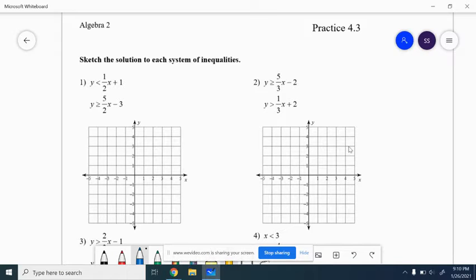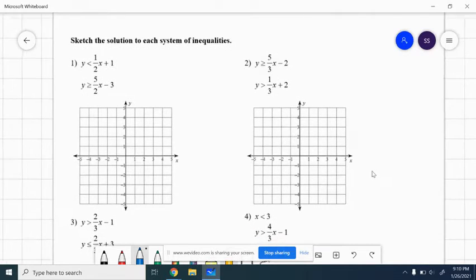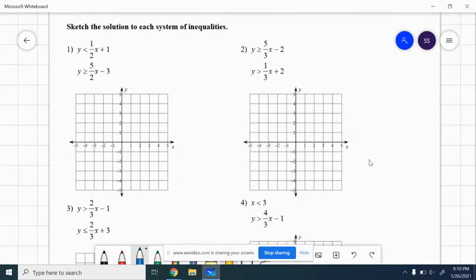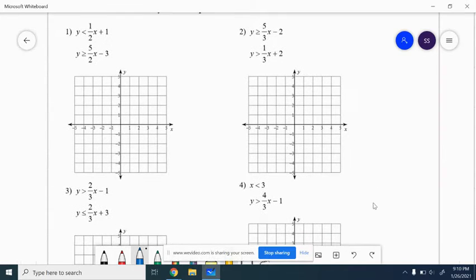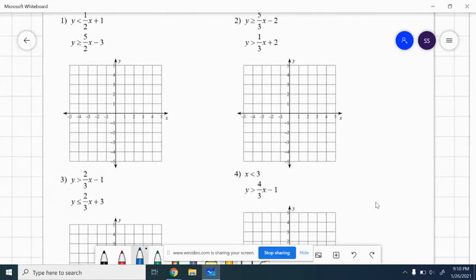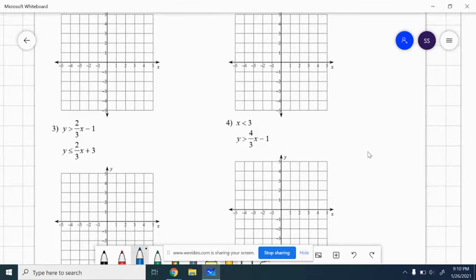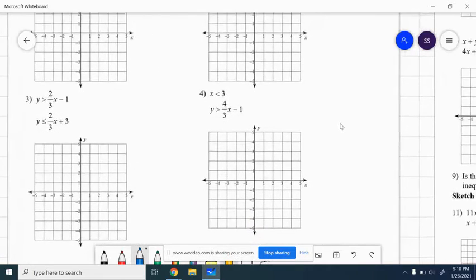All right, this is 4.3, solving systems of inequalities. Looking at the practice problems here today. I'm going to do some of these for you, but the first couple look pretty easy. 1, 2, and 3 look pretty easy. If you're having any problems with those, just come see me on Google Meet.